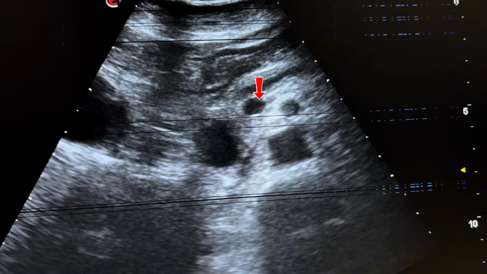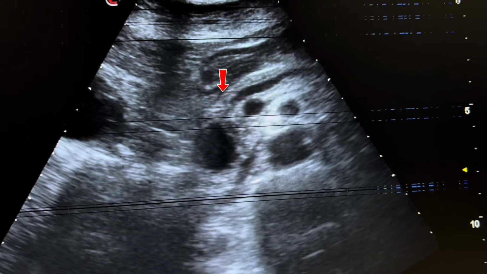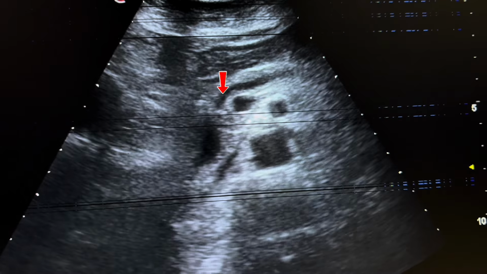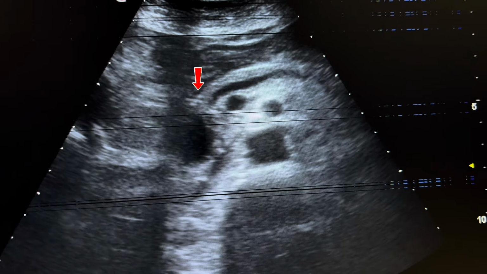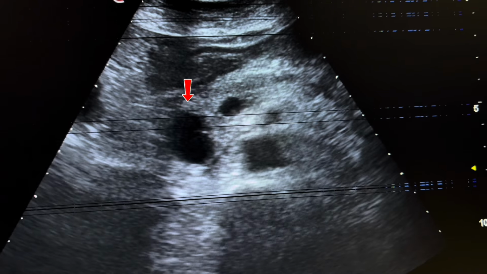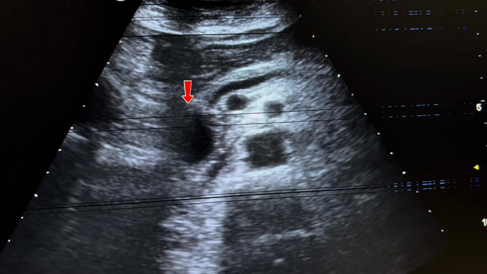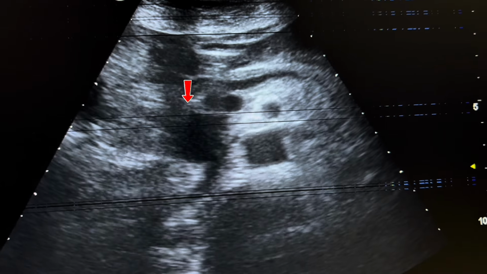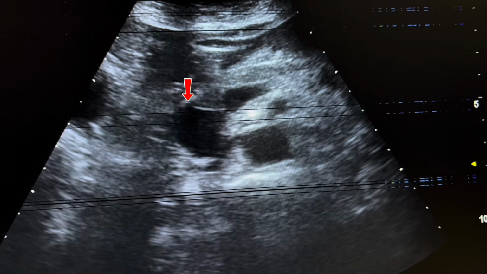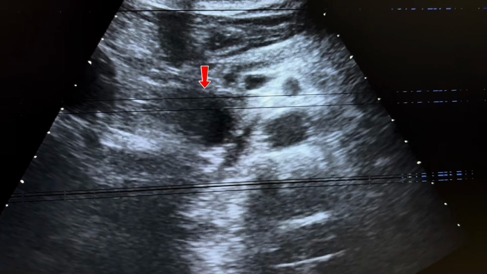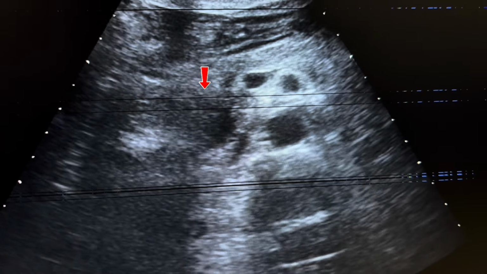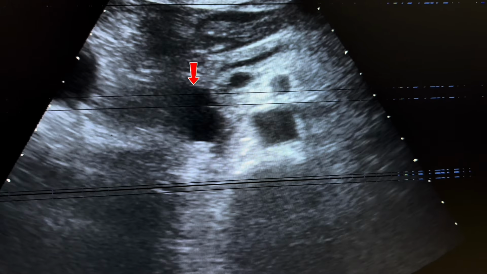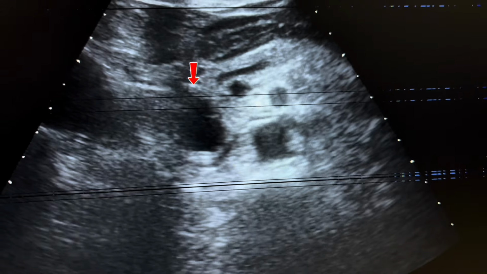Here we see the uncinate process, head and neck of the pancreas, which is normal. No mass lesion seen. Here we see a cystic area at the head of the pancreas. This is the common bile duct, which is also dilated. It means there is obstruction in the common bile duct. So there is also need to scan the common bile duct.